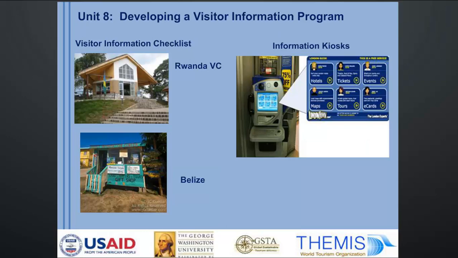Unit 8 is entitled Developing a Visitor Information Program. And in this chapter, we take a look at the ways that the destination management organization can communicate with the traveler while they're at the destination. We'll have examples of visitor information centers, information kiosks, and then a growing area of visitor information programs, which is the online mobile device.